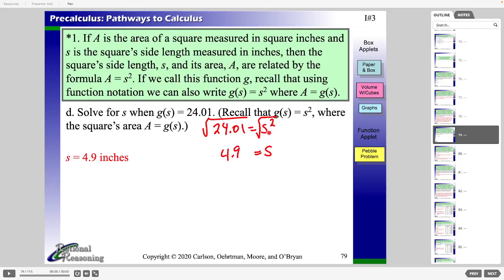If you plug that in, you'll see that it could also be negative 4.9, but negative 4.9 in terms of a length of a side of a square has no physical meaning. Might have some philosophical meaning, but it has no physical meaning for us. So in this case, we are only accepting positive values for the side length.